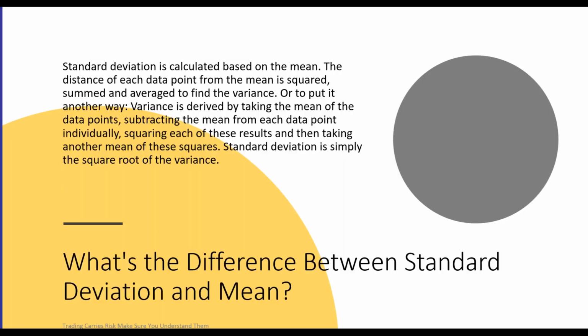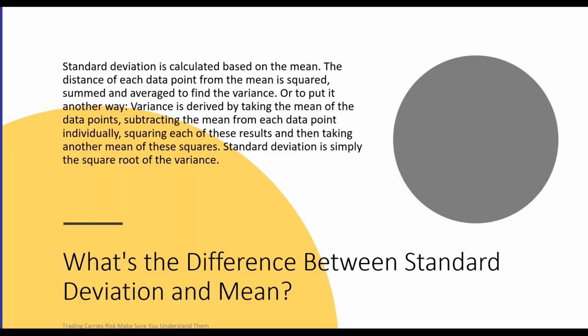Or to put it another way, variance is derived by taking the moving average of the price, subtracting the average from each data point individually, and squaring each of those results. So if we took the close at say 1250 and took the average price, the 20 period moving average price, and it was 1249, we would take the difference of those. So that's taking each data point and subtracting the mean, the average, from the data point, and then we square it. So we took 1249 from 1250, we have 1.